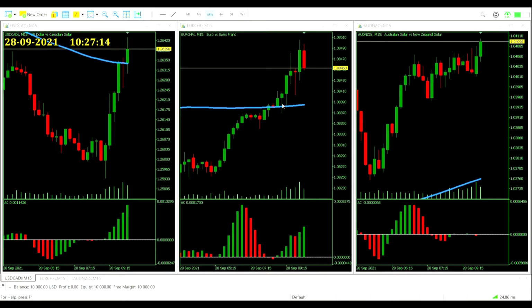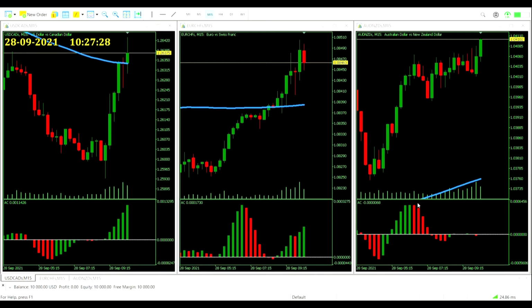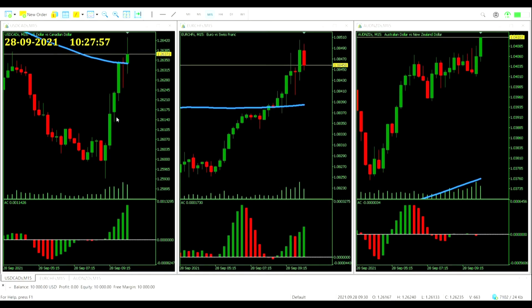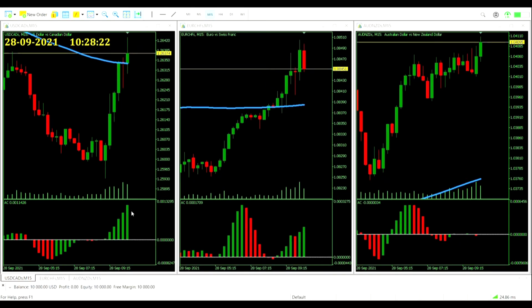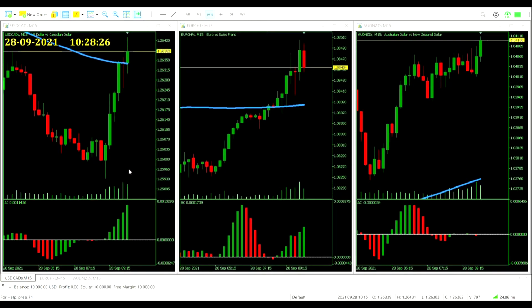Here we are on the charts, just coming up to 10:30 in a couple minutes' time. The US dollar, Canadian dollar here on the left, in the middle the euro, Swiss franc, and then on the right, the Australian dollar, New Zealand dollar. And what is going on for us then on these charts? Price has been churning up on the US dollar, Canadian dollar the last hour and a half or so. It's now found its way above the moving average, and the accelerator oscillator is very far across zero. It's going to take some time to come back down. It might still be above the price when it does.